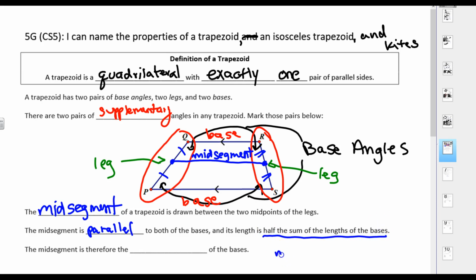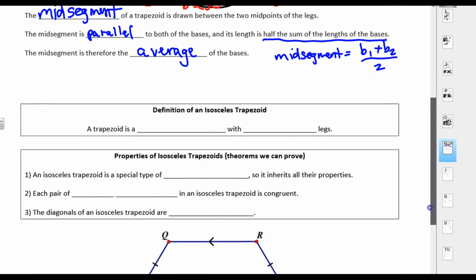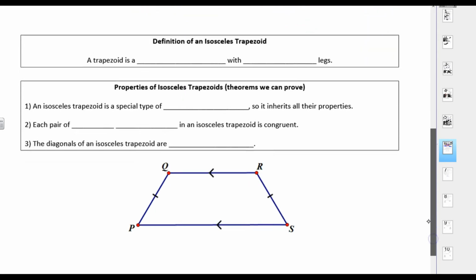So your mid-segment is actually going to equal base 1 plus base 2 divided by 2. We could also say that it is the average of the bases, because when you add them together and you divide by 2, it's the average. There's two pieces. So moving right along, we have a special kind of trapezoid, and that is an isosceles trapezoid.